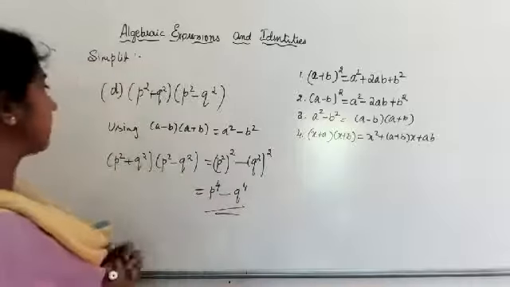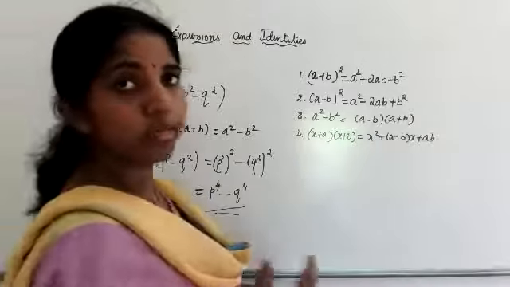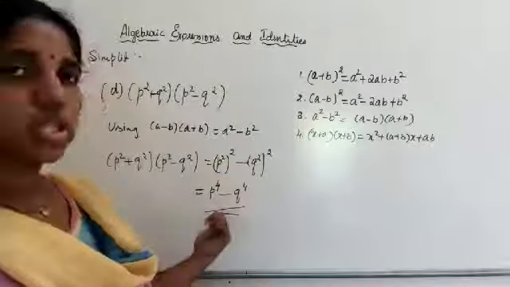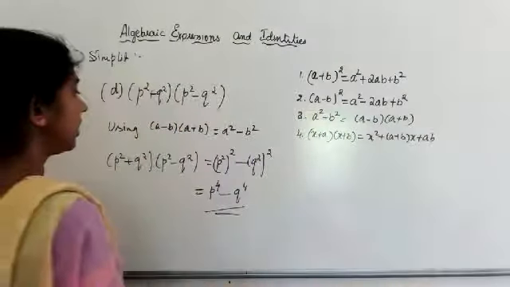Otherwise, what we have to do? We have to do monomial by monomial multiplication, which is quite lengthy compared to this. So instead of that, if you have an identity directly, you can get the answer. So we did one of the steps.